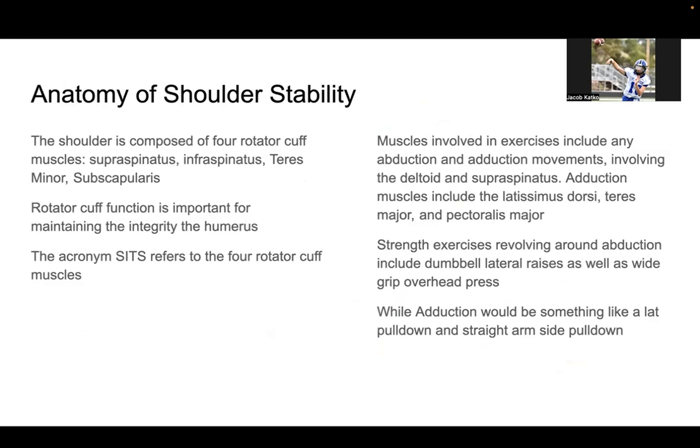Muscles involved in exercises include any abduction and adduction movements involving the deltoid and supraspinatus. Adduction muscles include the latissimus dorsi, teres major, and pectoralis major. Strength exercises revolving around abduction include dumbbell lateral raises, as well as wide grip overhead press. While adduction would be something like a lat pulldown and straight arm pulldown.